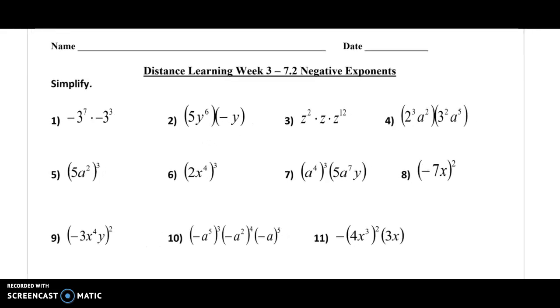Okay, so I'm going to go through these pretty quickly. If you want, you could always pause this, try these on your own, and then check your answers against mine. I'm not really going to spend too much time explaining. I'm going to try to move through these fairly quickly.